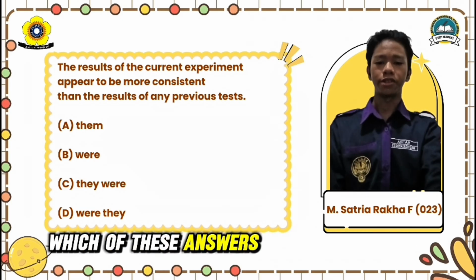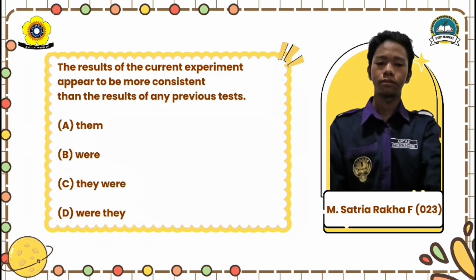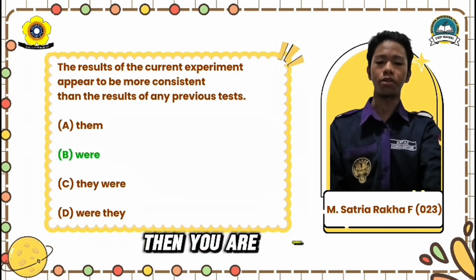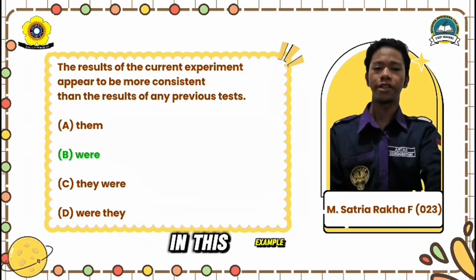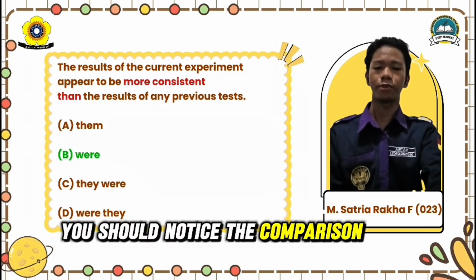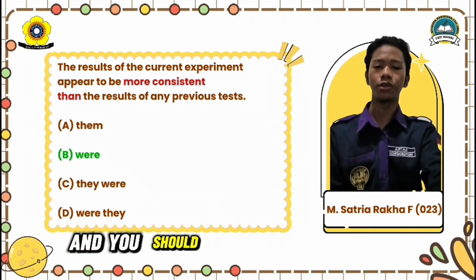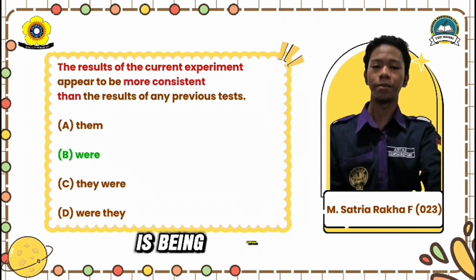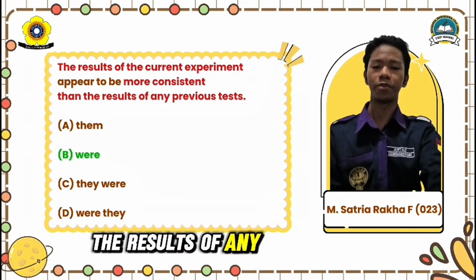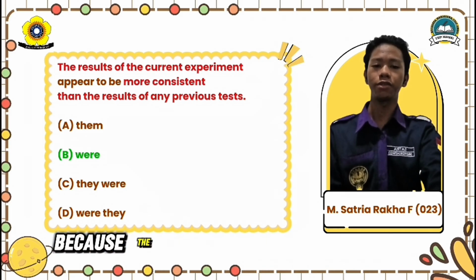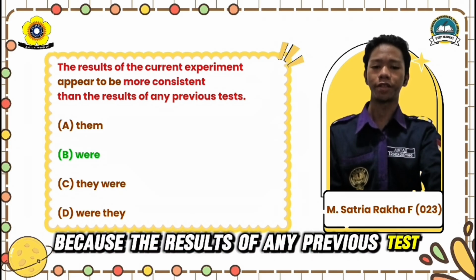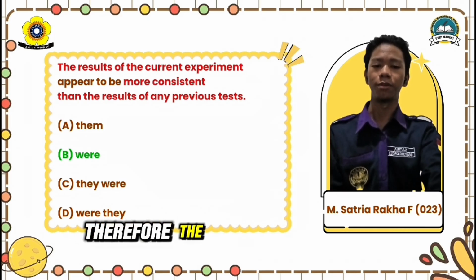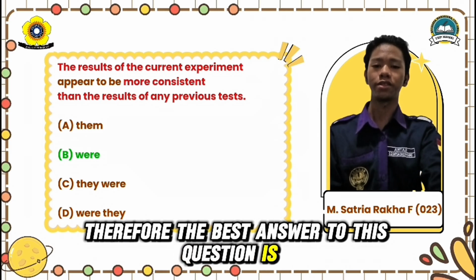Which of these answers is the correct one? If you chose option B, "were," then you are correct. In this example, you should notice the comparison "more consistent than," and you should also understand that the results of the current experiment are being compared with the results of any previous test. Because the results of any previous test is the subject, only a verb is needed. Therefore, the best answer to this question is B.